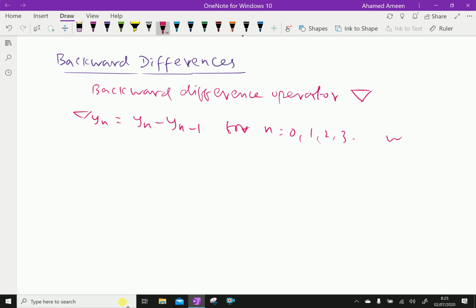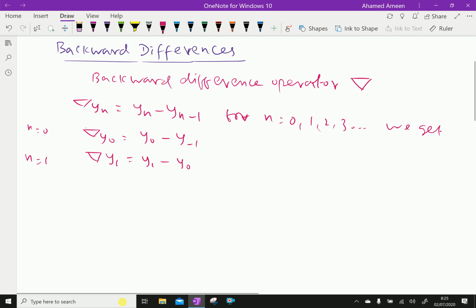Now we get reverse delta y0, that means n is 0 here, y0 minus y of n minus 1, which is y minus 1. When n is 1, reverse delta y1 equals y1 minus y0. For n equal to 2, reverse delta y2 equals y2 minus y1, and so on.